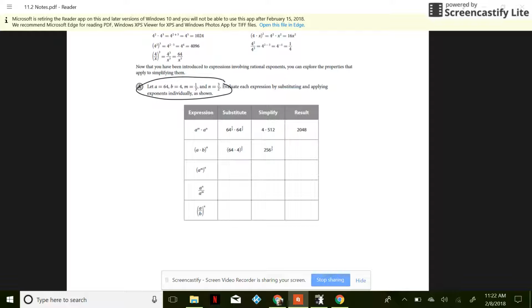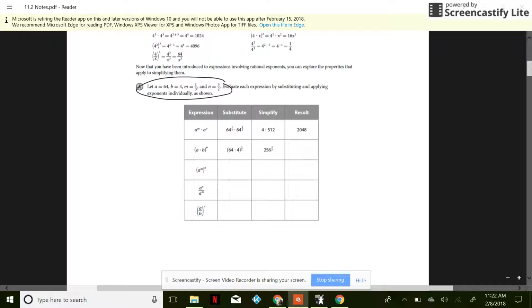If we've got (a times b) to the n, a times b is 64 times 4, then to the n power, which is to the 3/2. You can plug that into your calculator, and it ends up being 4096. If we take (a to the m) to the n, that's 64 to the 1/3 to the 3/2. 64 to the 1/3 is 4, so now you have 4 to the 3/2, which ends up being 8.